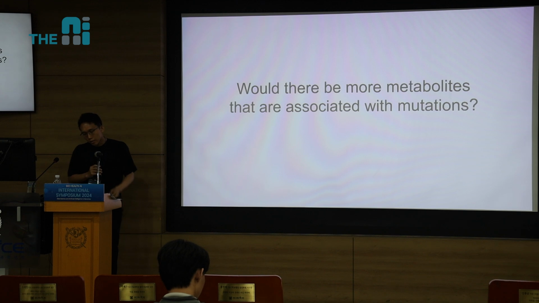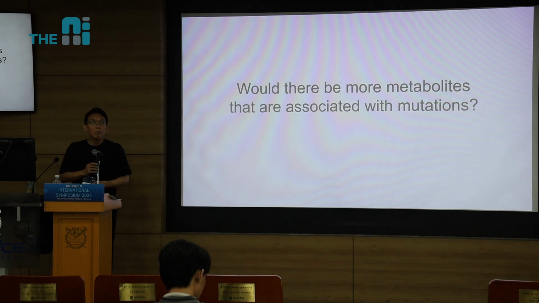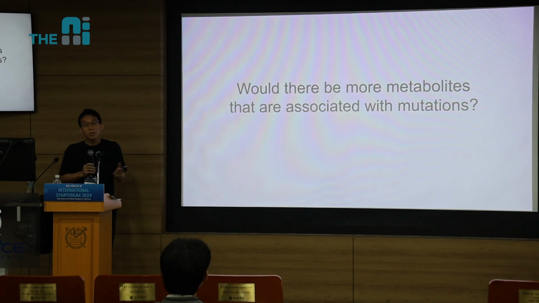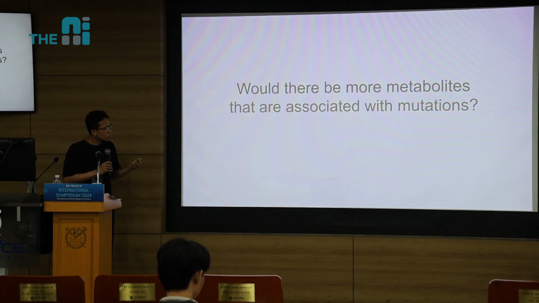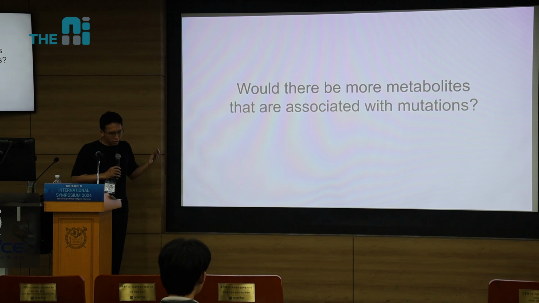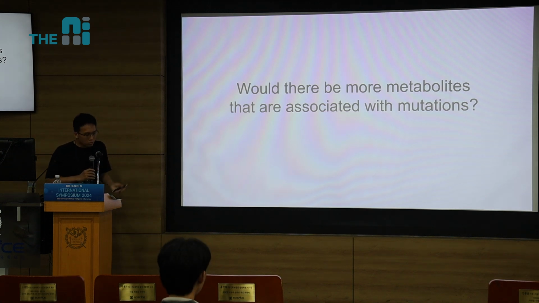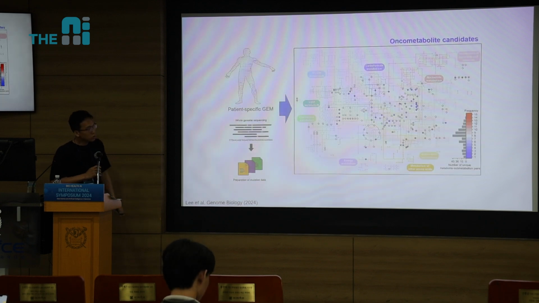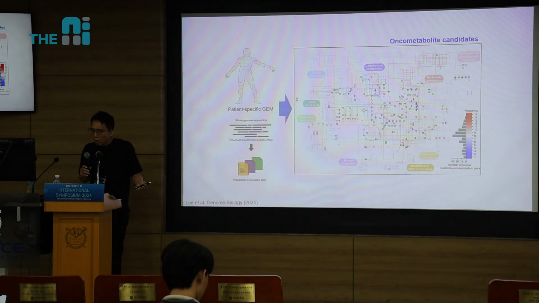Now, speaking of tumor cells again, they are known to be associated with thousands or tens of thousands of mutations. So there are a lot of mutations, but so far we've come up with only 3 oncometabolites, which is a mystery. Shouldn't there be more metabolites associated with the mutations? That was the very motivation for developing a prediction platform that generates oncometabolite candidates. Long story short, we came up with a computational platform that predicts oncometabolite candidates as an output.